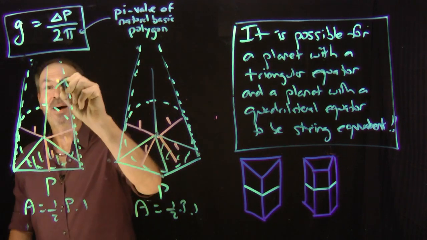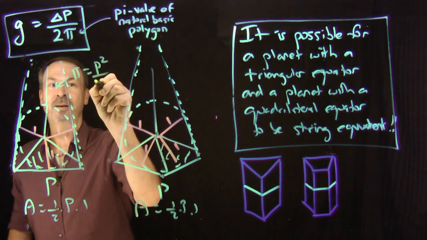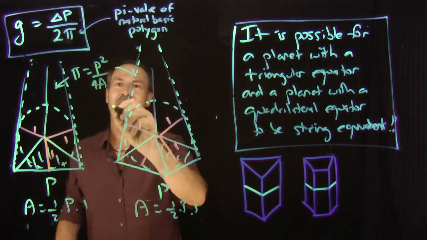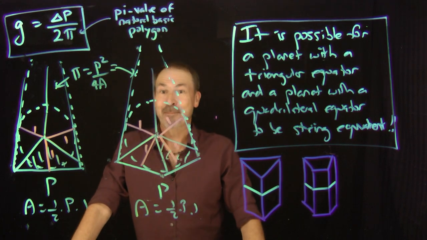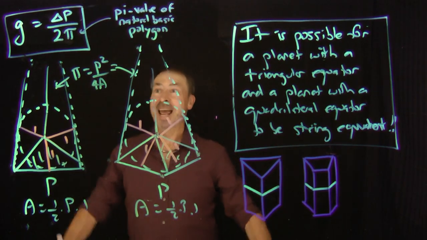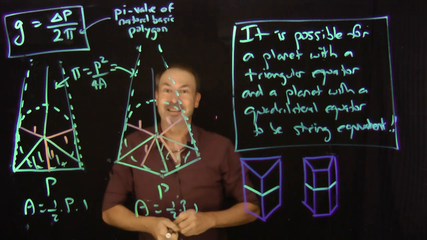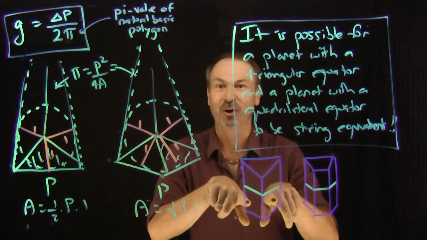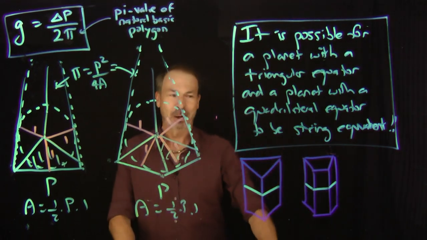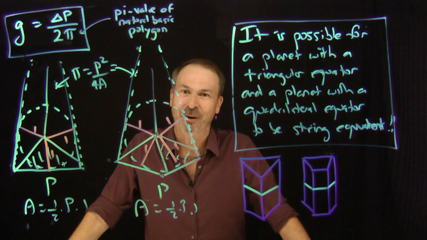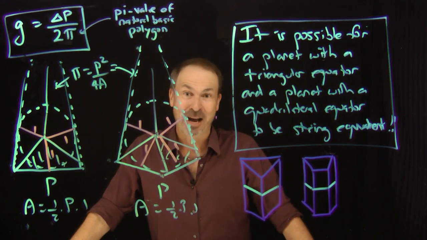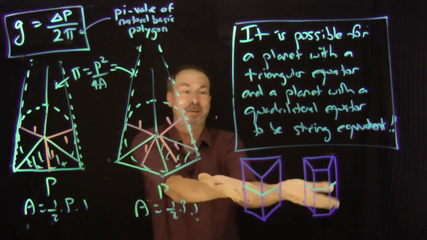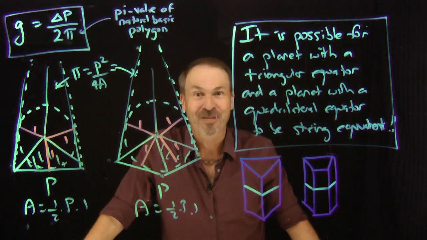This has the pi value, P squared over 4A. P's are the same, A's the same. That has exactly the same pi value. These two polygons have the same pi value. Whoa, which means they have the same gap size for any excess amount of string. That means I have, in principle, created two planets, one with a triangular equator, one with a quadrilateral equator, that are actually string equivalent. String equivalence does not imply you need the same number of sides. Therefore, you don't need the polygons to be similar or angle equivalent, anything. They can actually be quite wild. Wow, this is kind of fun.